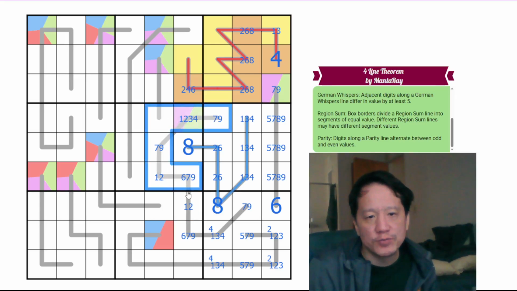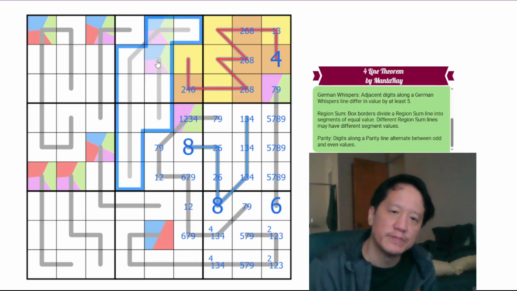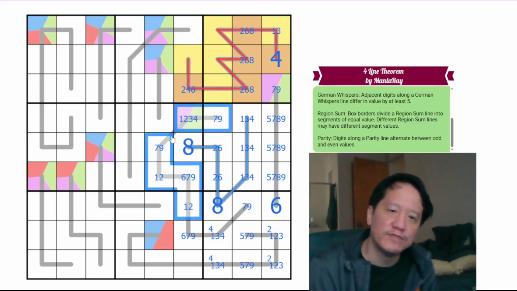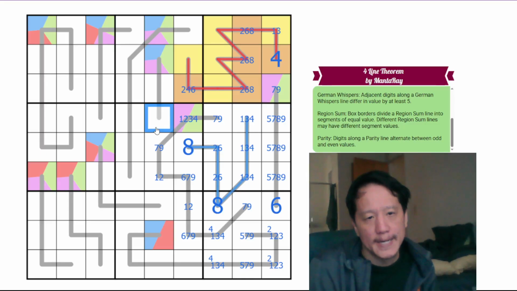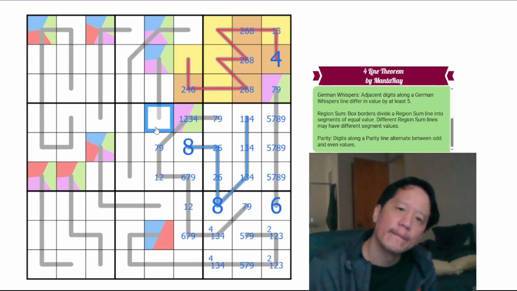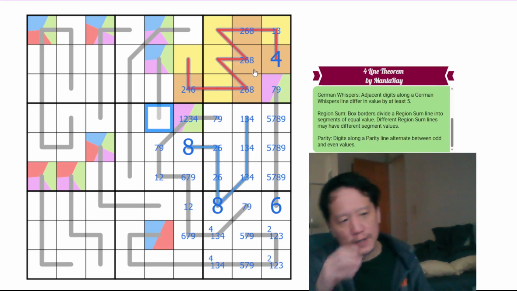So these 3 lines form a set. So one of these is region sum. So if this was Whisper 5, one of these would have to be a Renban line. Huh. So far, this looks okay.